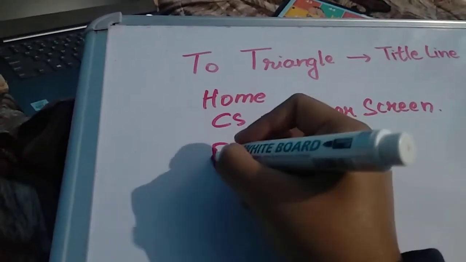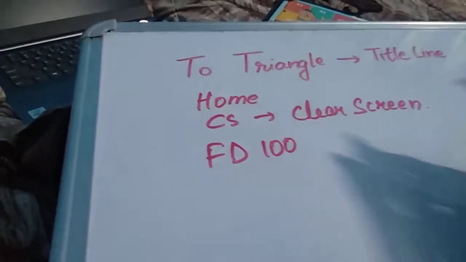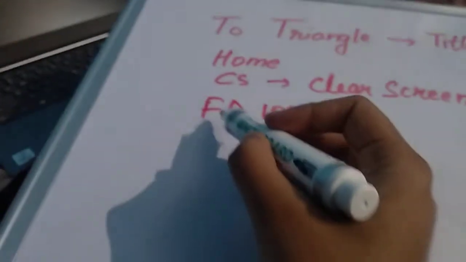Okay, now FD 100. So how will its output come? Just have a look. This is a turtle. Okay, this is a turtle. It will move in the forward direction. FD is forward. It will move in the forward direction by 100 points. Now the turtle is here. Okay, now we are going to move. We have to make a triangle like this.